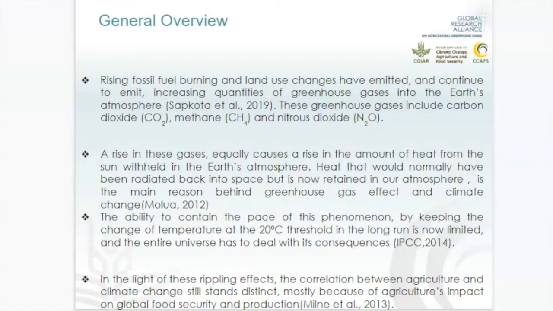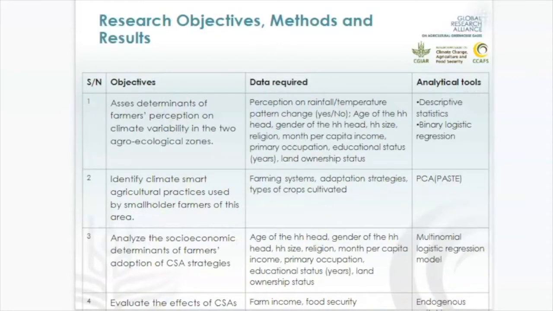In this light, the correlation between agriculture and climate change still stands distinct, mostly because of agriculture's impact on global food security and production. We have four objectives in this study. First is to determine the farmers' perception on climate variability, and we'll need data on perception on rainfall, temperature, age, gender, household size, religion, monthly per capita income, primary occupation, educational status, and land ownership. The method to be used here will be descriptive analysis and binary logistic regression.